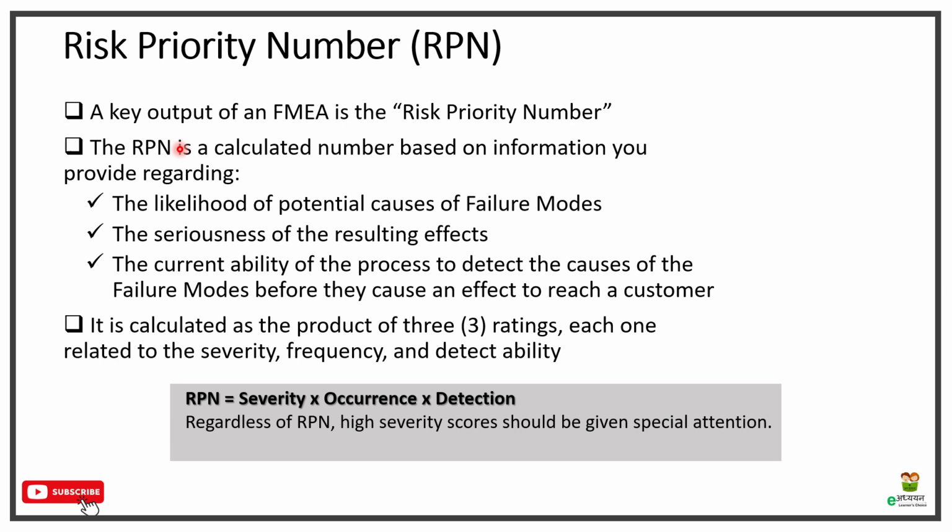Then it comes to the risk priority number. A key output of FMEA is the risk priority number. The RPN is calculated based on the information provided regarding the potential causes of the failure mode, the seriousness of the resulting effects, and the current ability of the process to detect the causes. So it is nothing but severity multiplied by occurrence multiplied by detection.